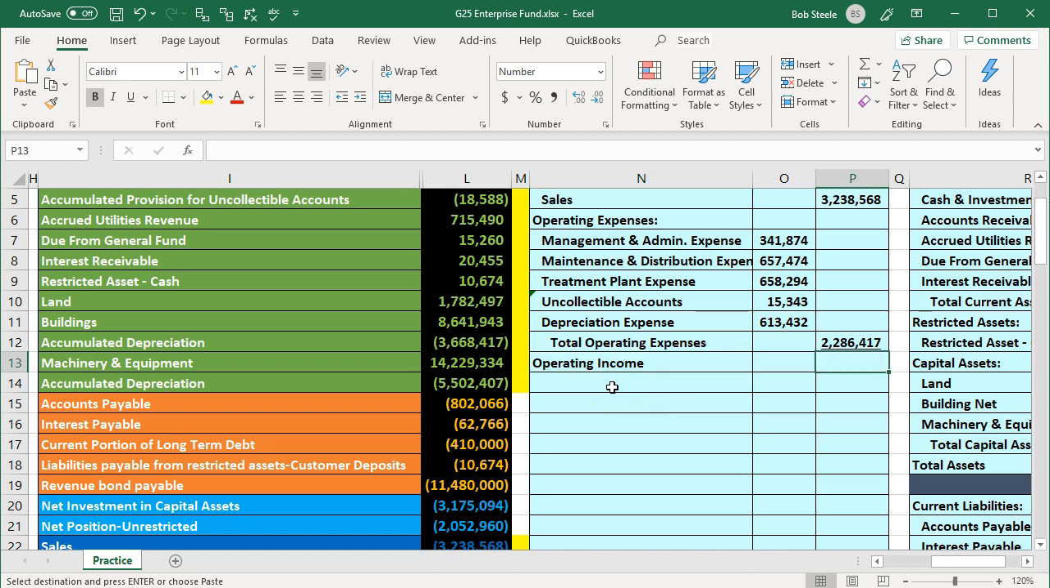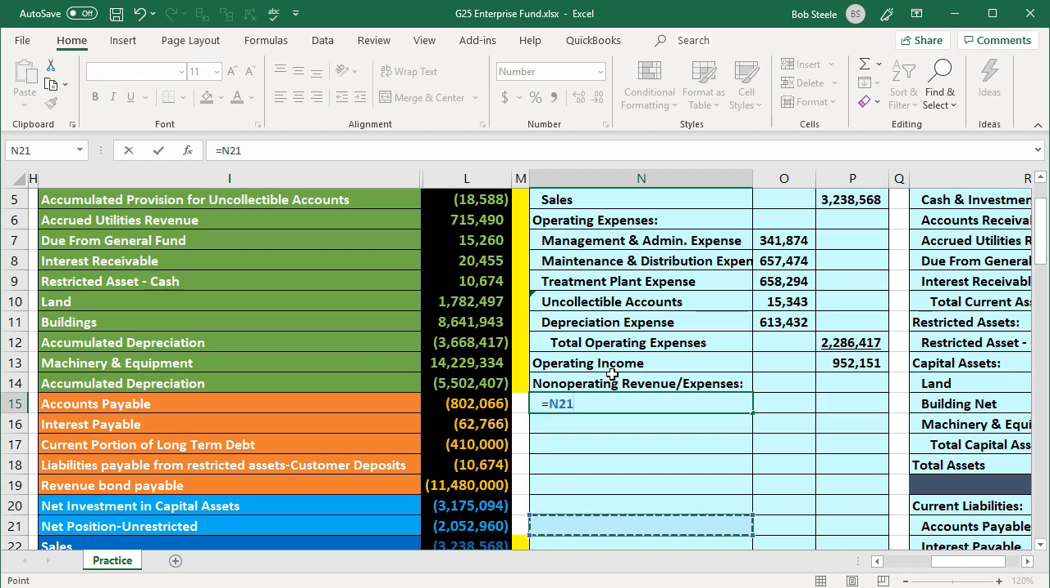So the operating income, we're just going to subtract these two out. The operating income is going to be the sales minus the operating expenses, giving us the operating income. Next, we're going to have the non-operating revenue and expenses. We're going to list out those revenue and expense items that we don't consider to be normal parts of operations. That's going to include the interest income.